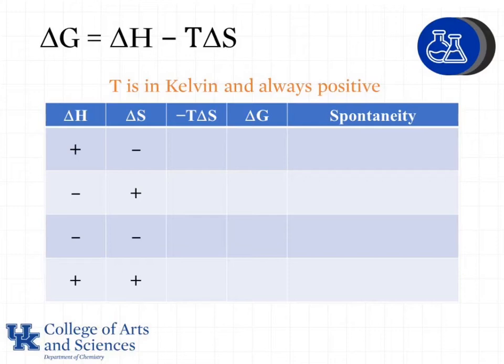If I have a negative delta S value, then my minus T delta S value will be positive because a minus a negative value will be positive. So my first term, the delta H, is positive and the minus T delta S term is positive. As a result, our delta G value will also be positive, and this indicates a non-spontaneous reaction.